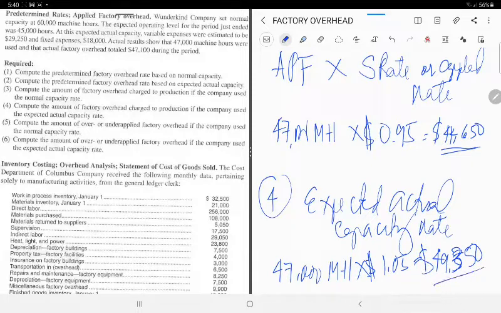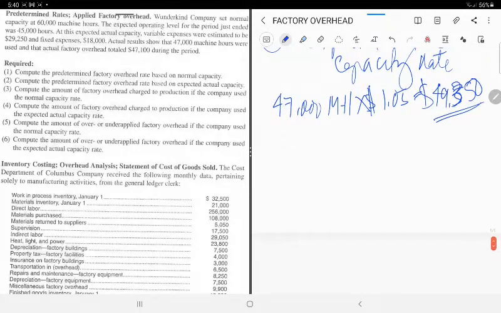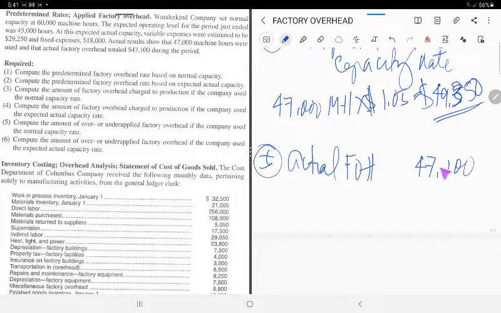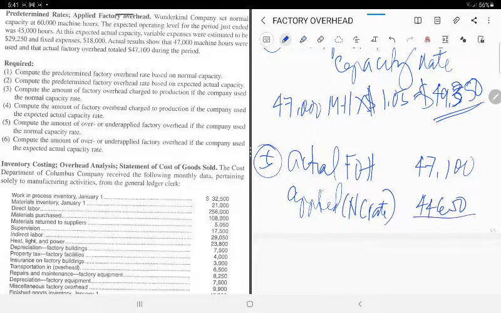49,350. Okay? Then we can have now the over or underapplied, diba? Okay. Over. Ano number 5? Ang actual factory overhead ay ito 47,000. And then, ang applied based dun sa normal capacity rate ay 44,650. So, we have underapplied, diba? Mas mababa yung applied. So, we have 2,450. Yan.